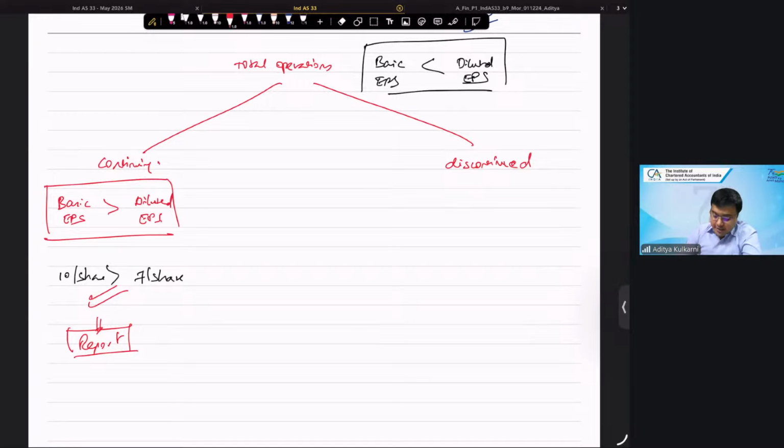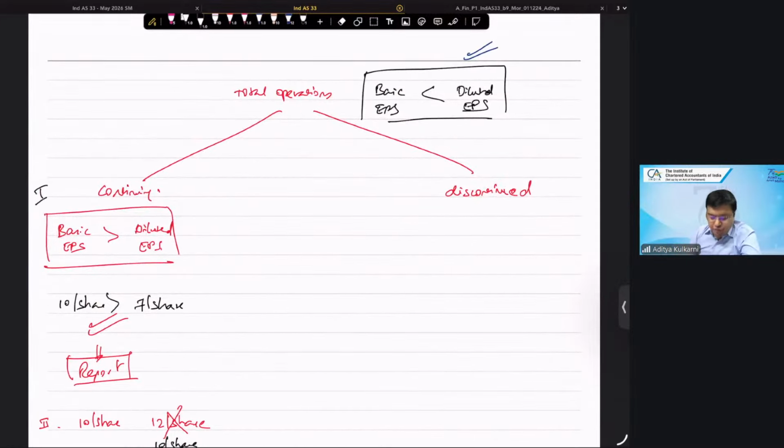Yes, sir. Suppose, I'll give one more example. Second case. If basic is 10 per share and diluted is 12 per share, will you report 12 per share as diluted EPS? Answer is no. You will restrict it to 10 per share. Are you able to follow now? Yes, sir. So this is the first case. First point is continuing operations, diluted EPS should always be lower than basic. If not, it will be equal to basic. That is the first part.